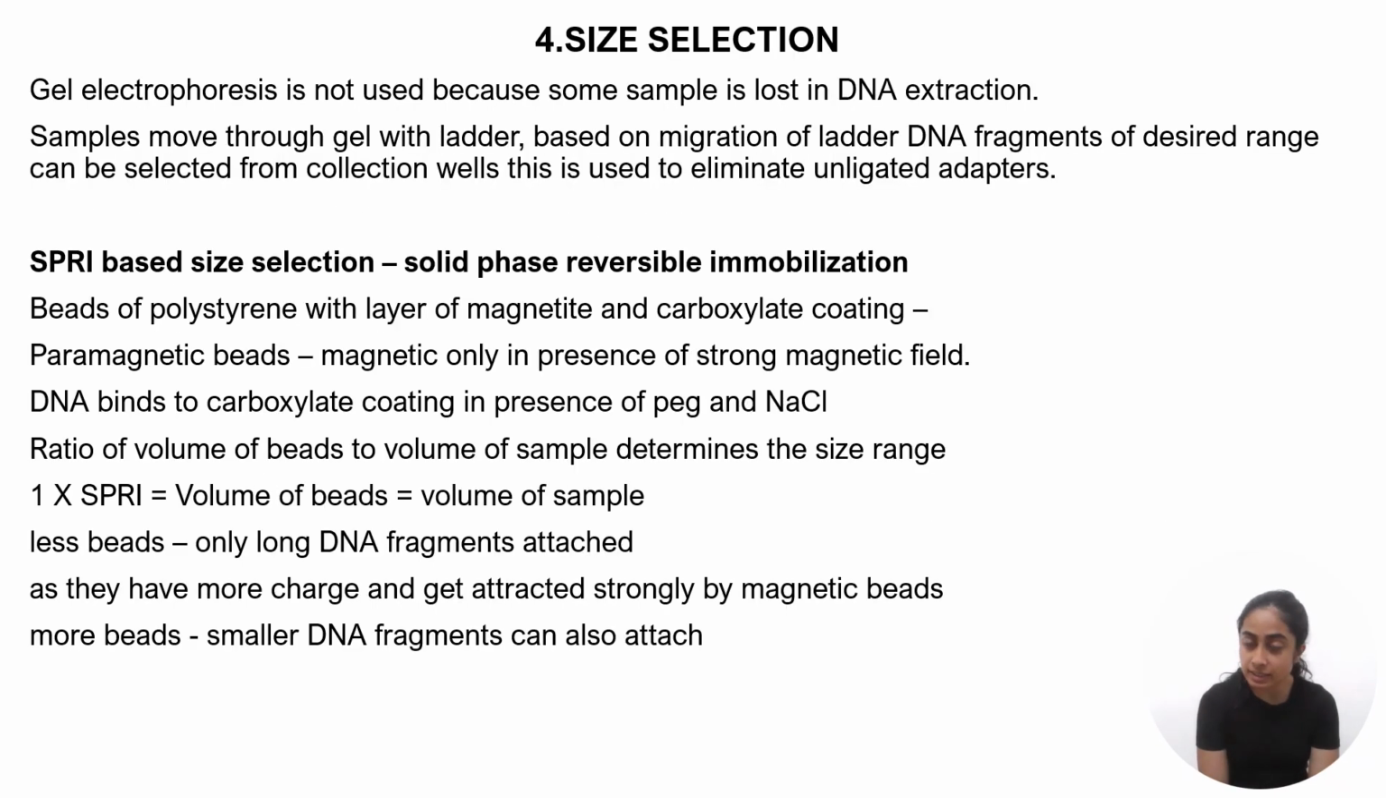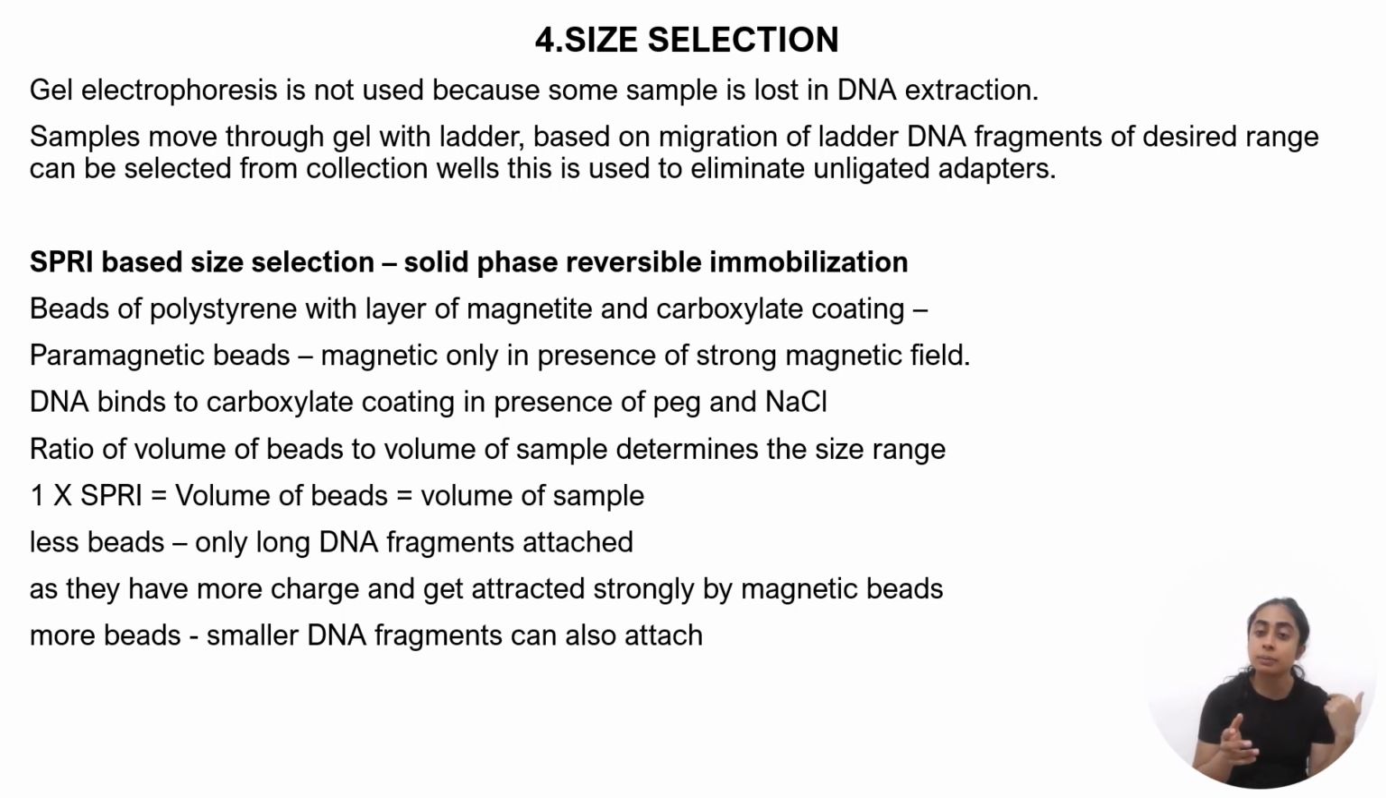The fourth step is size selection. To select DNA fragments of a particular size, one thing that can be used is gel electrophoresis, but it results in the loss of a sample, so it is not used. I'll still explain in one simple line how gel electrophoresis is used to select a DNA fragment of a particular size. A DNA sample is taken and run through a gel. With it, a ladder, that means a sequence of known length, is also run on the gel. Based on migration of the ladder and the DNA fragment, a DNA fragment of desired range can be selected. And this also helps eliminate unligated adapters.